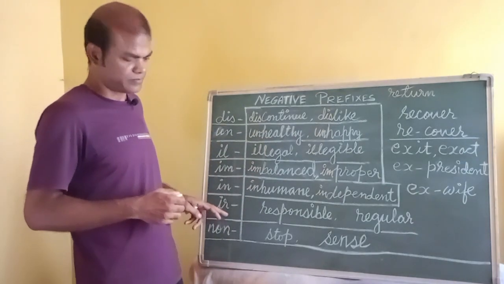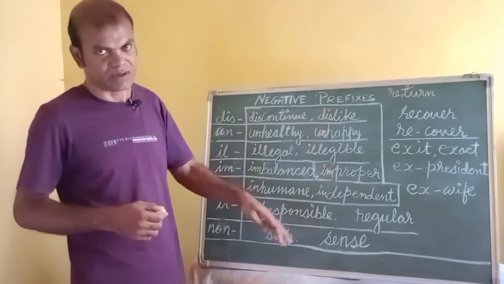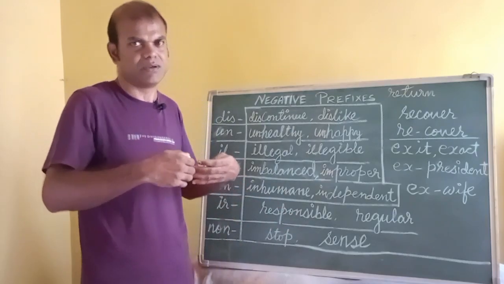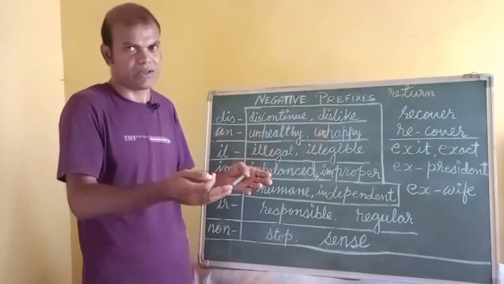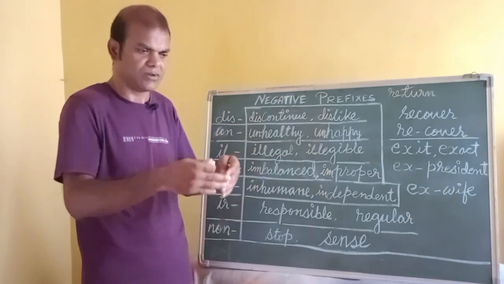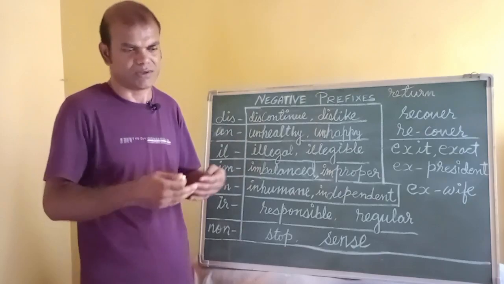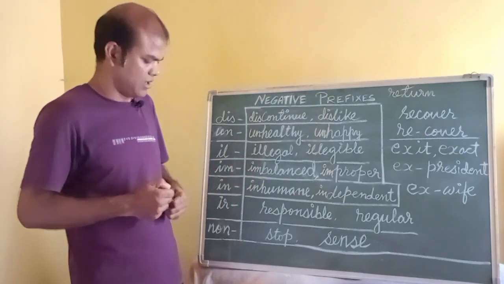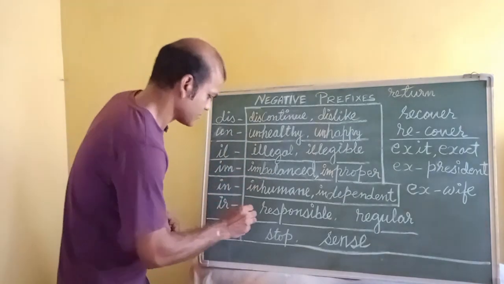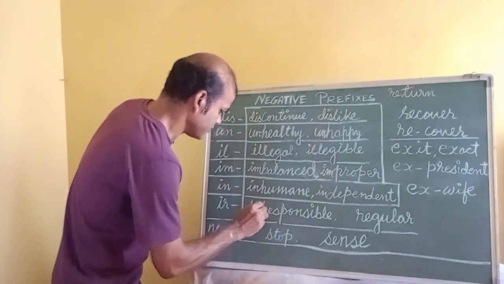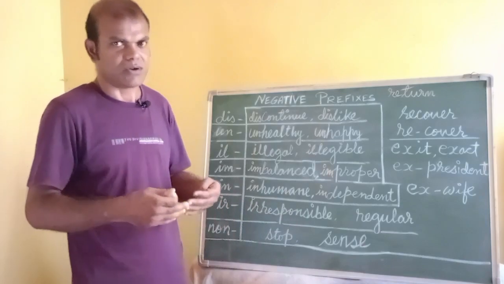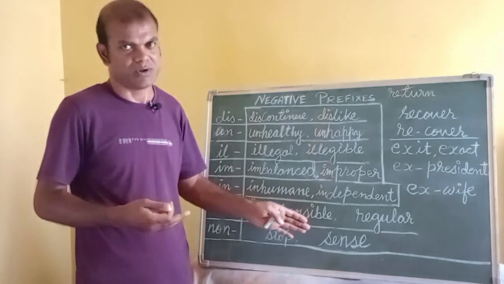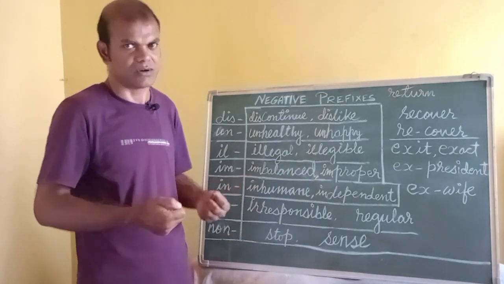Now responsible means something you are responsible for. You got some work, and if you are doing it and something goes wrong, it is your fault. That is known as responsible. If we write ir before it, we'll get irresponsible. Irresponsible means now you are not responsible for whatever is happening or going on. Okay.